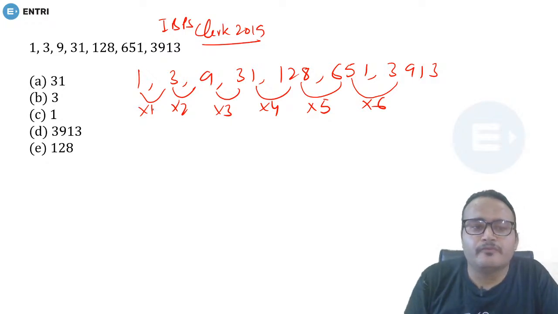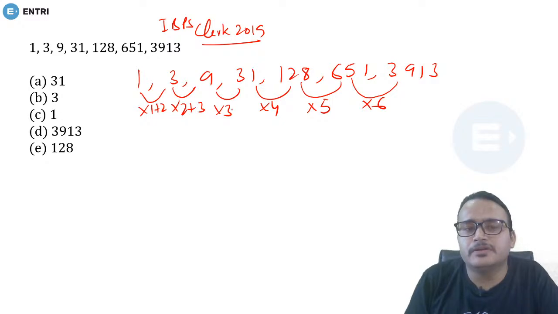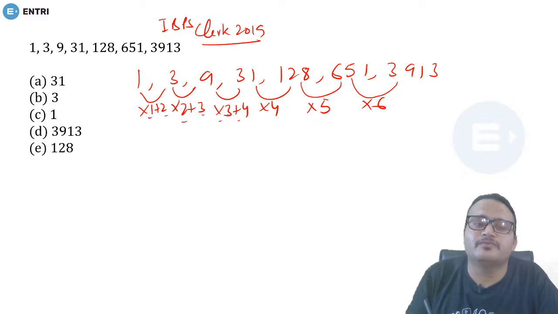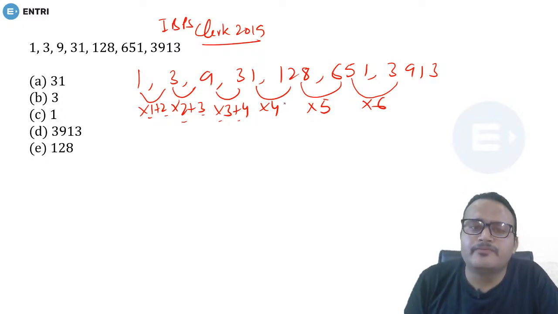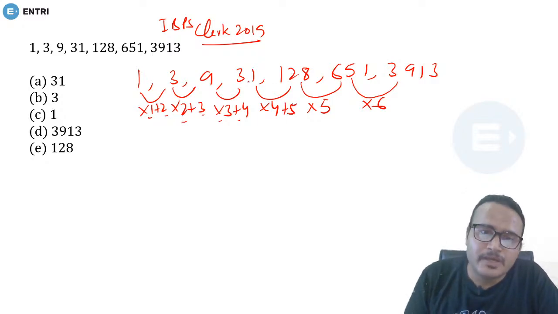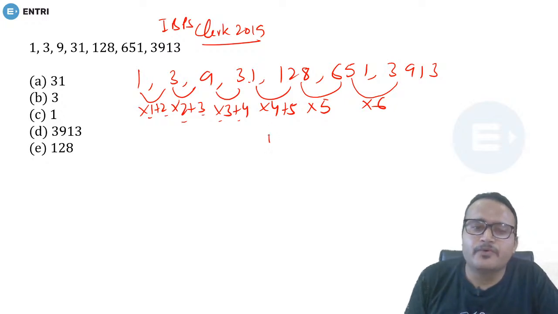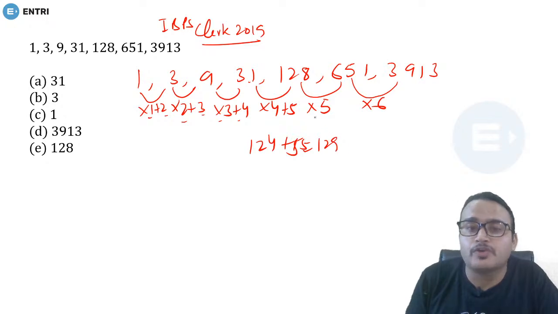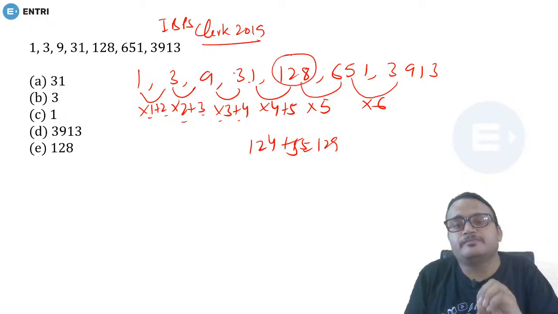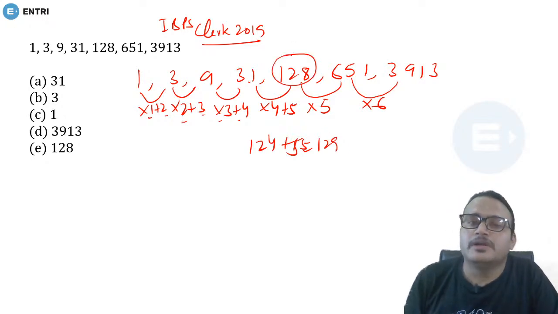So this is 1 multiply 1 plus 2, and this is 3 multiply 3 plus 3, and 9 multiply 3 plus 4. So guys, this is 1, 2, 2, 3, 3 and 4. This is the pattern in this series. So this will be times 4 plus 5. 31 multiplied by 4 is, 4 1s are 4, 4 3s are 12, and plus 5 will be 129, not 128. So guys, this must be your wrong number in this series.